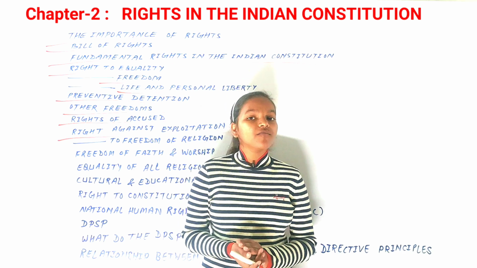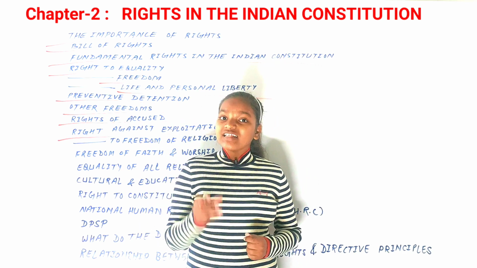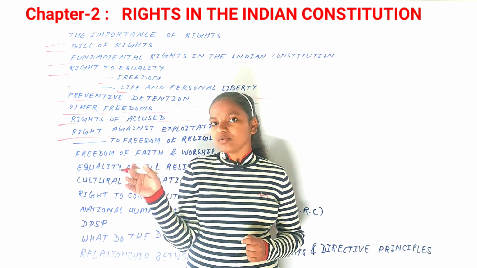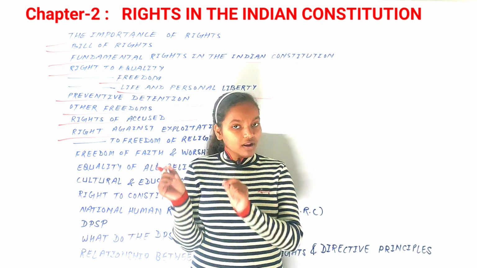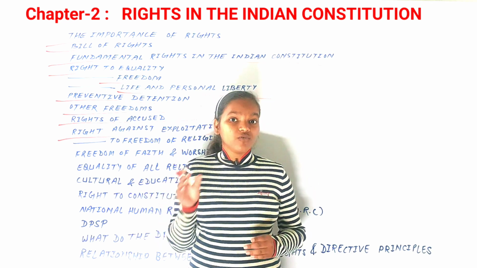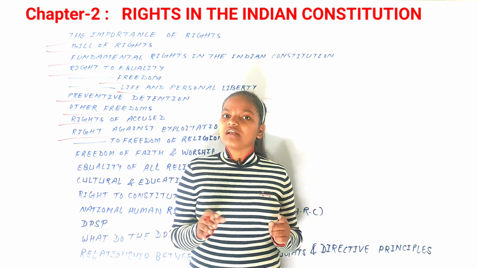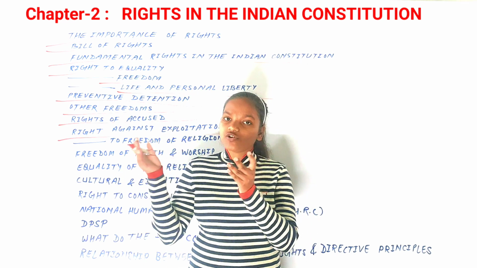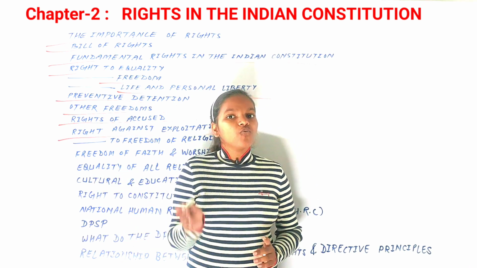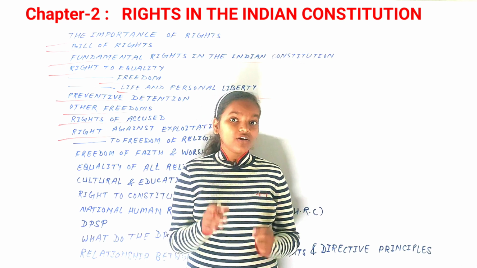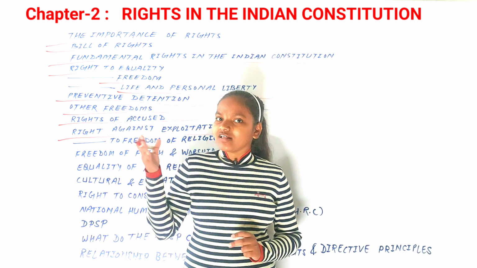Then we also have the right against child labor. That is, child labor must not be practiced in our country. Children under the age of 14 cannot be employed in hazardous factories, which is supported by the right to life under Article 21A as well, which speaks about the right to education. So children under the age of 14 shall not be employed in hazardous factories.